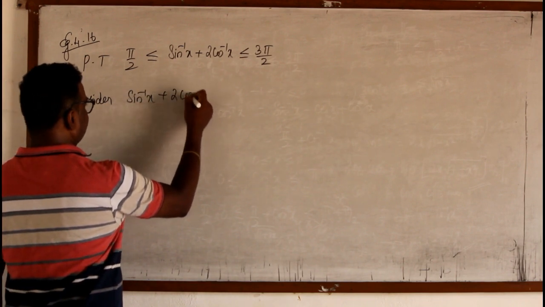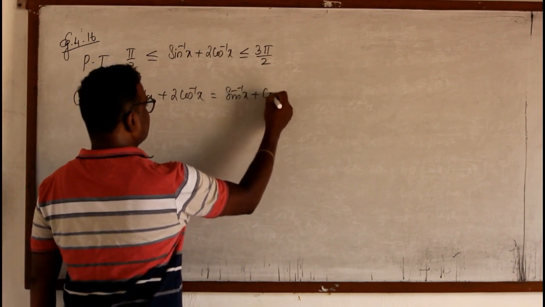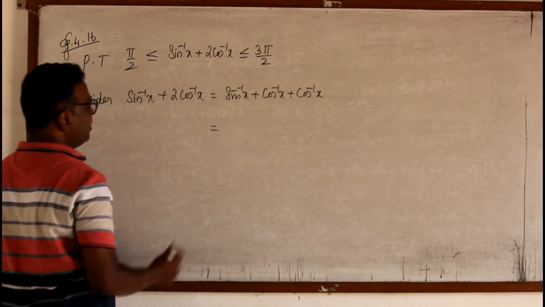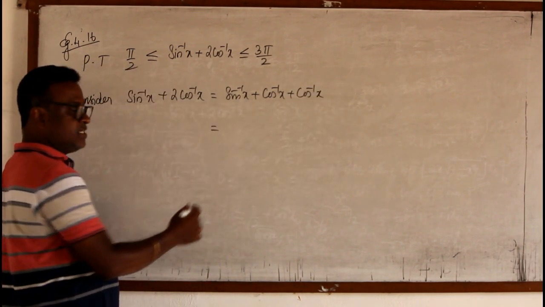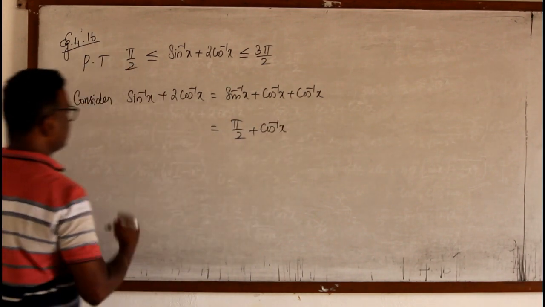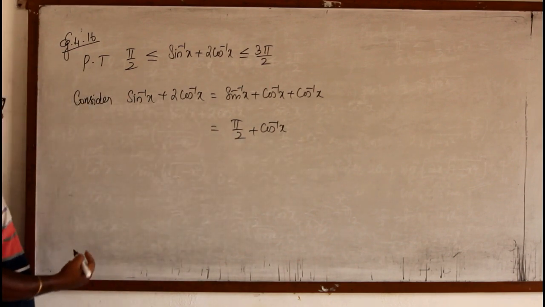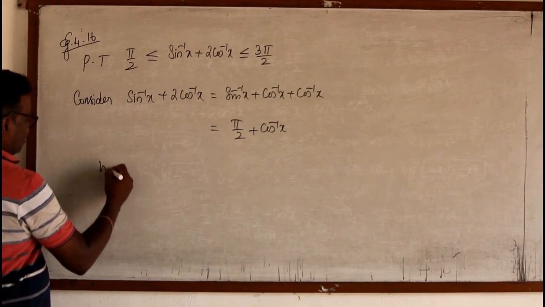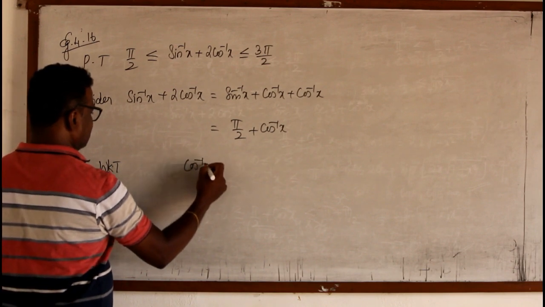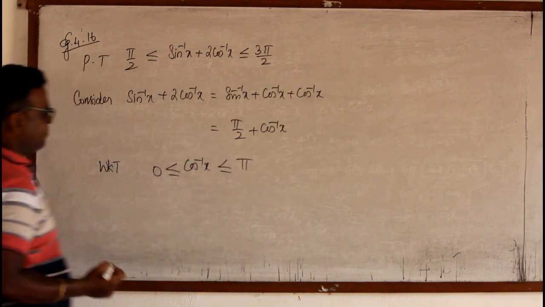Now consider this sin inverse of x plus 2 cos inverse of x. Shall we write this one as sin inverse of x plus cos inverse of x plus cos inverse of x, and we know sin inverse of x plus cos inverse of x is 90 plus cos inverse of x. Therefore, instead of sin inverse of x plus 2 cos inverse of x, we can write pi by 2 plus cos inverse of x. Now, we know that cos inverse of x lies between 0 and pi.